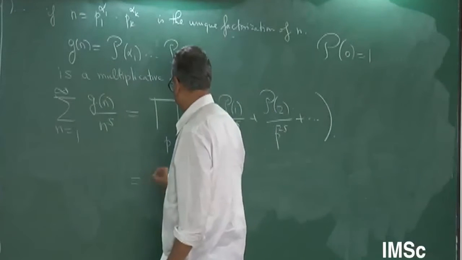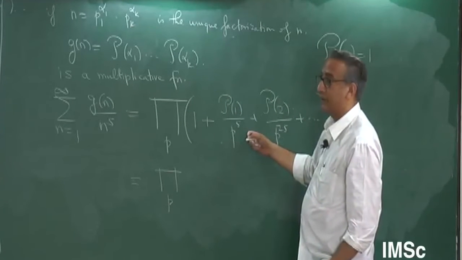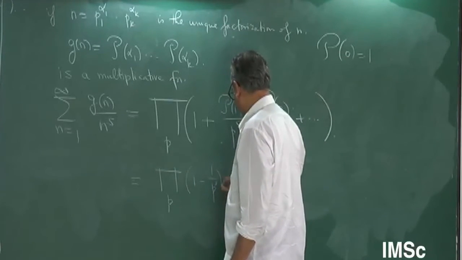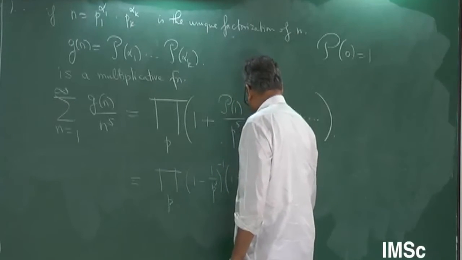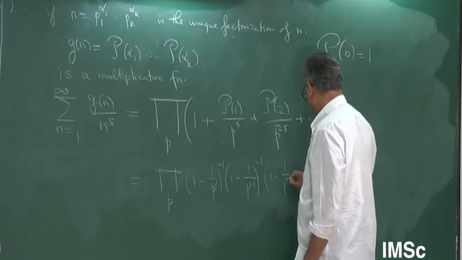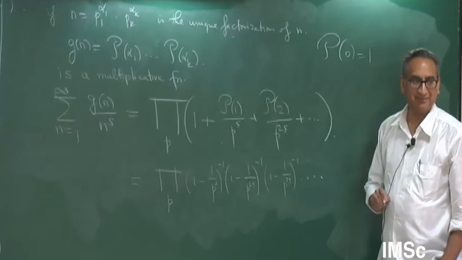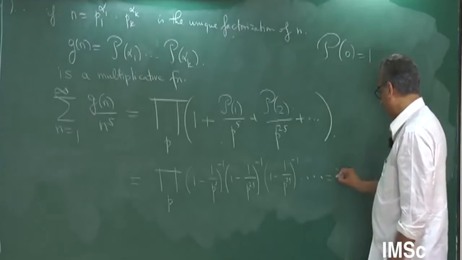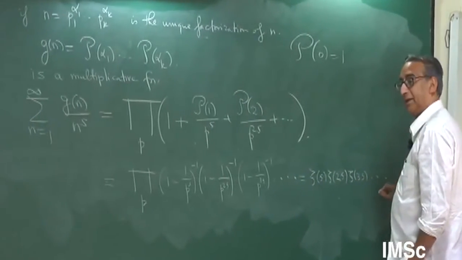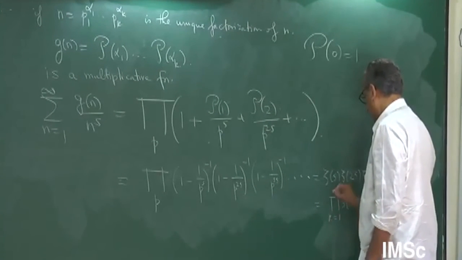This series, well, I have to plug in x equals p to the minus s. Right? Looks awfully familiar, right? Yeah, exactly. It's the product of zeta functions. So it's zeta of s, zeta of 2s, zeta of 3s, dot, dot, dot. So it is actually the product of zeta of ks, k going from 1 to infinity. You would have never guessed that.